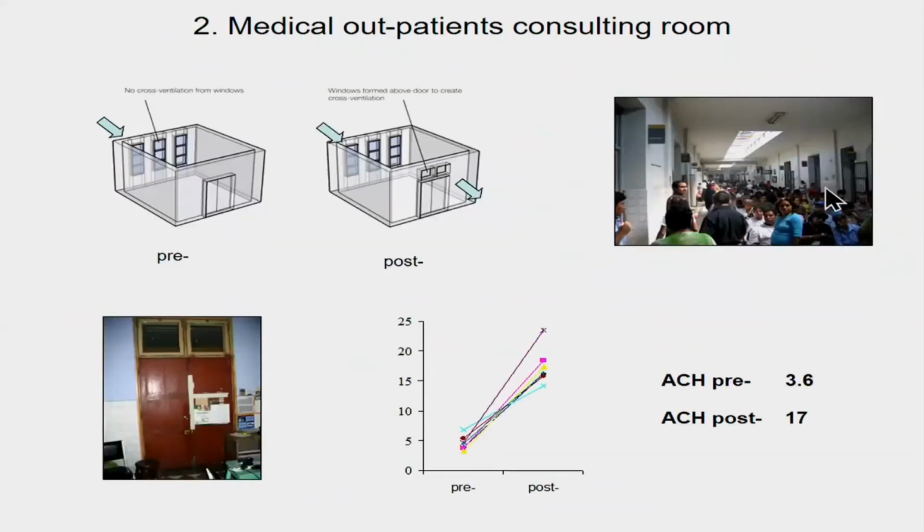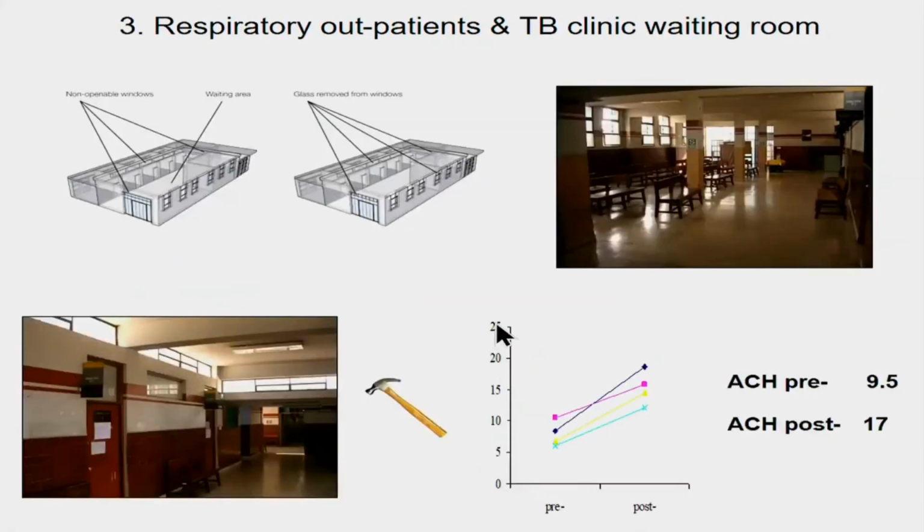This was one of those consulting rooms which goes onto this waiting room. It had some nice windows going off into the street, and some windows above the door which you couldn't open, so we renovated those so that you could open them. And here we go, prior to the intervention, a few air changes, after the intervention, a whole load of air changes. Another intervention, this was a TB clinic outpatient department next to normal respiratory outpatients, which included lung cancer patients.